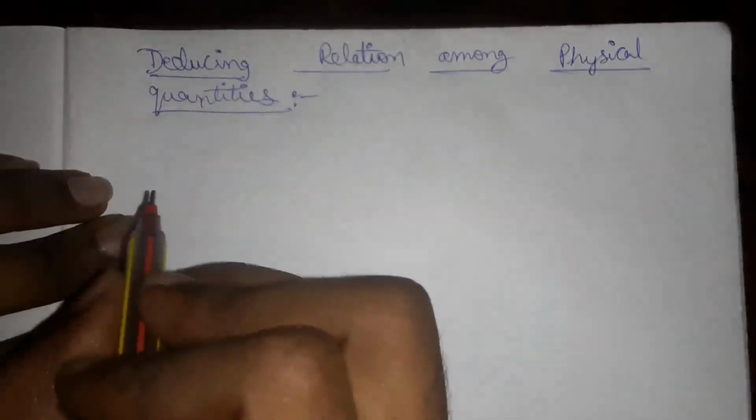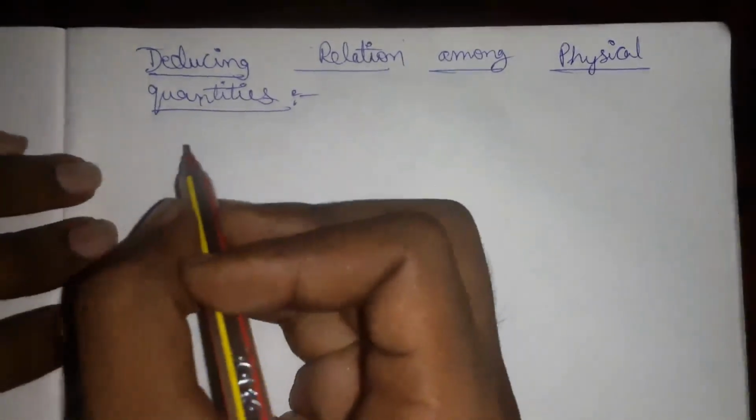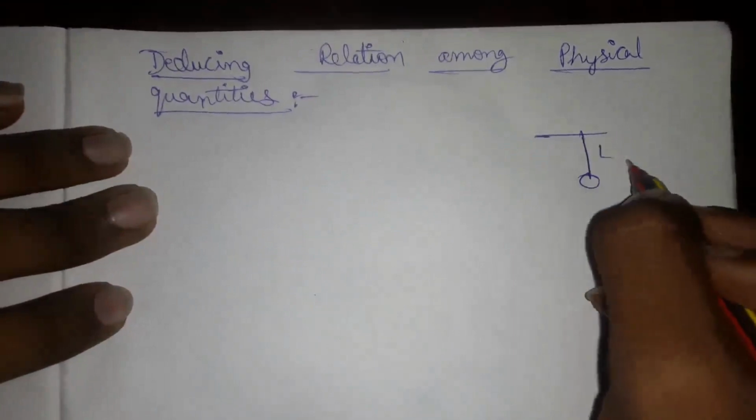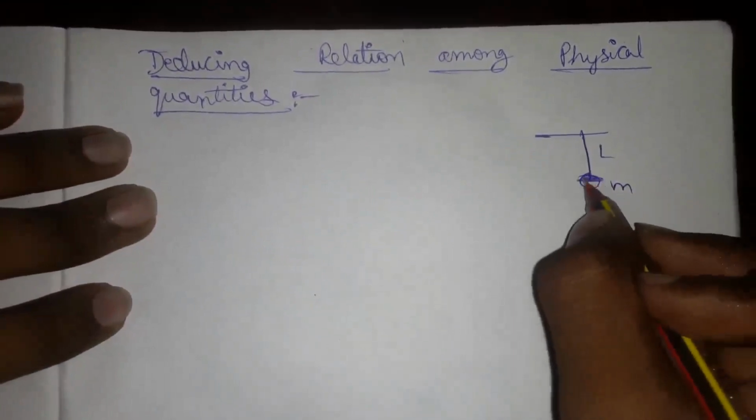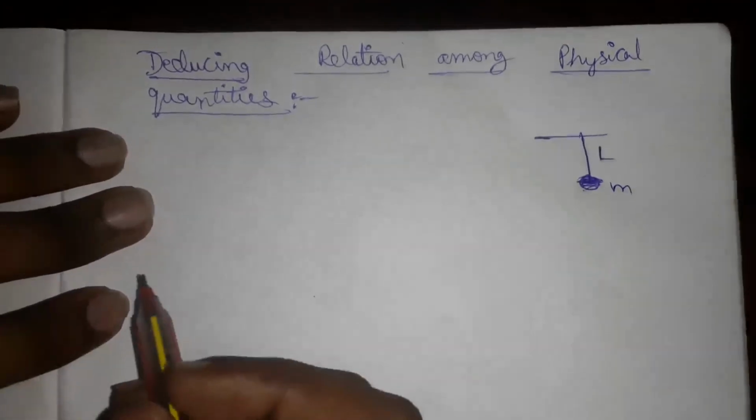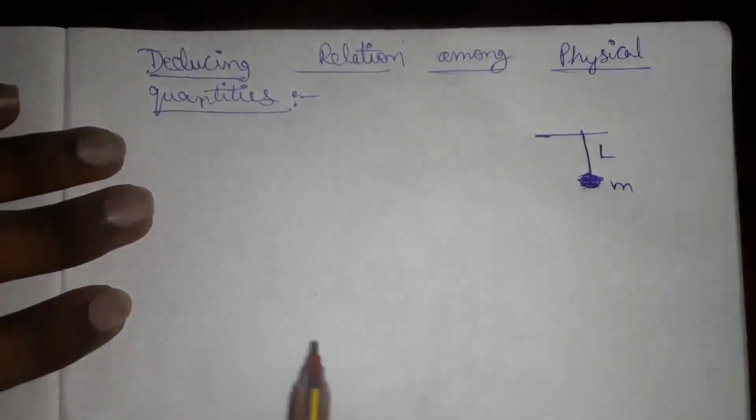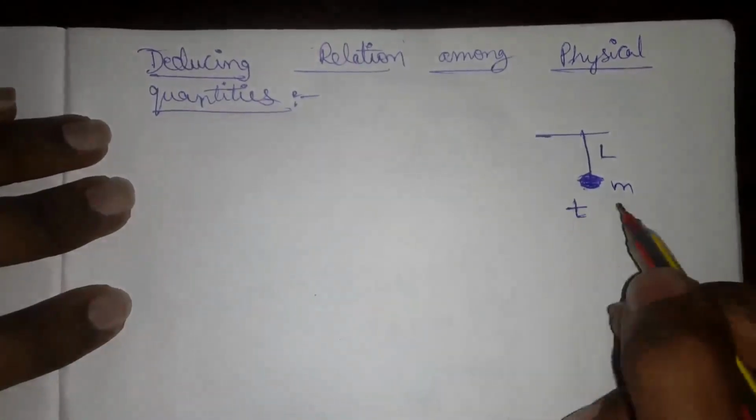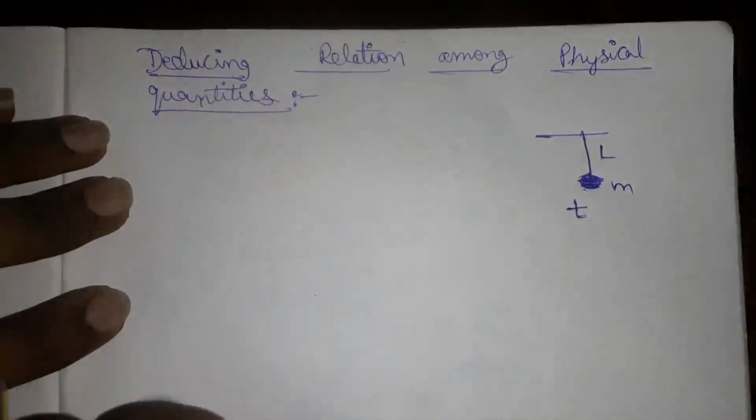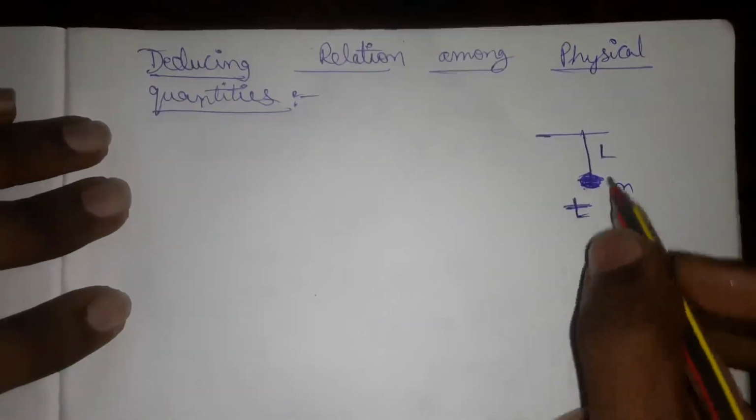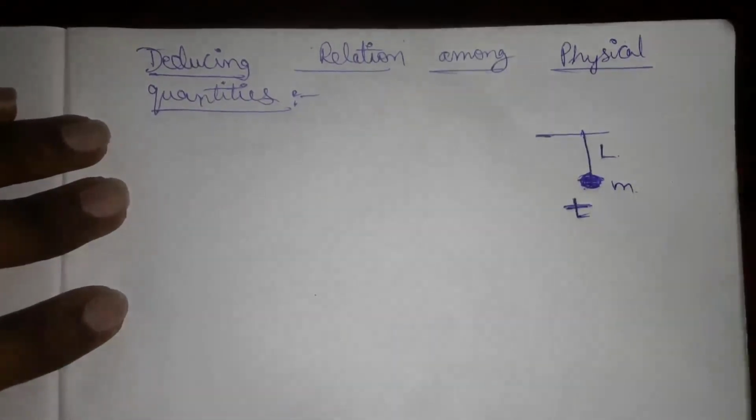Let's consider an example so that it can be easily understood. Let's consider a bob which is tied to a string of length L. The bob is of mass M and the wire is of length L. Now it is led to oscillate, and it is oscillating with a time period of t. So we have to deduce the relation between the time period and mass, length, and g, the acceleration due to gravity.